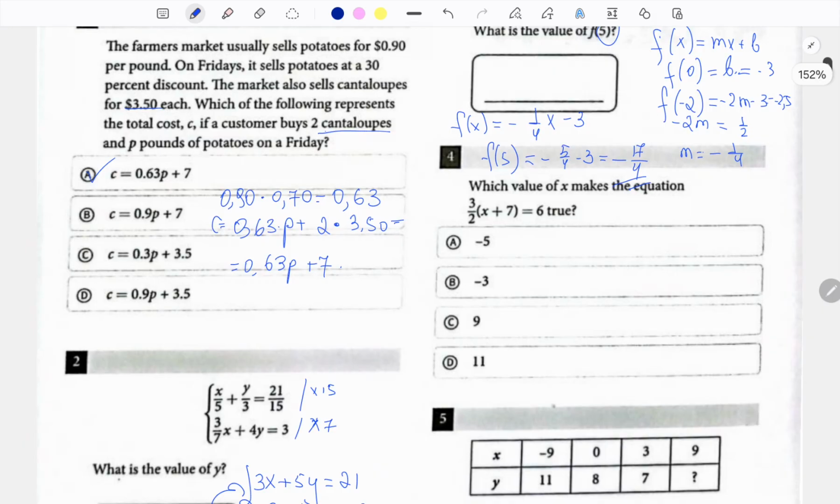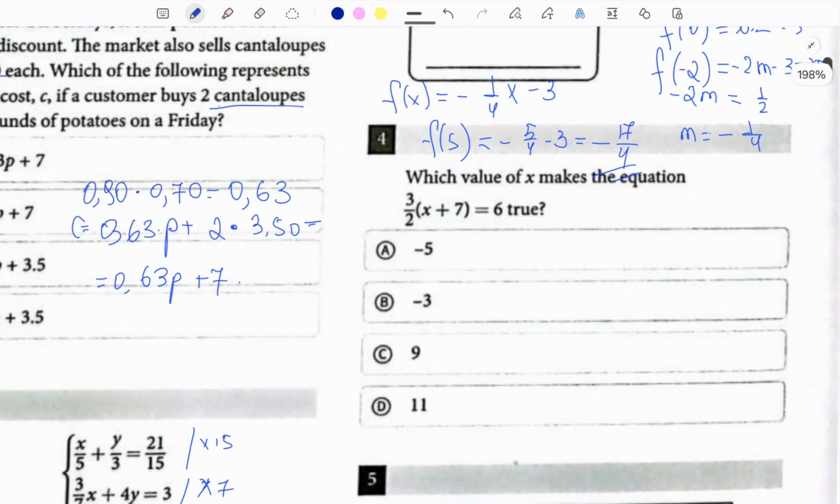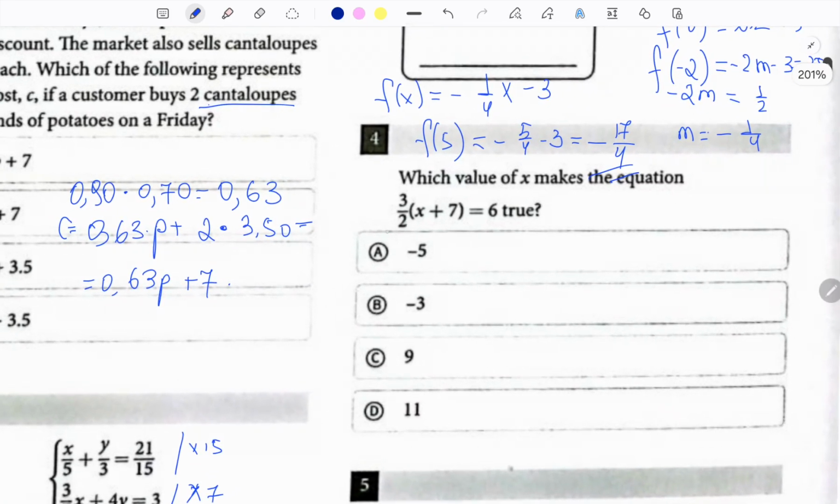So the first question, which value of x makes the equation true? To find the value of x, let's multiply both sides of this equation by 2. Then we will get 3 times x plus 7 is equivalent to 12. And divide both sides of this equation by 3. We get x plus 7 is equivalent to 4.